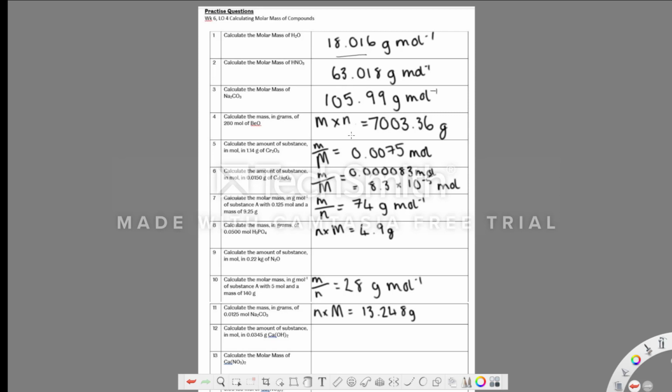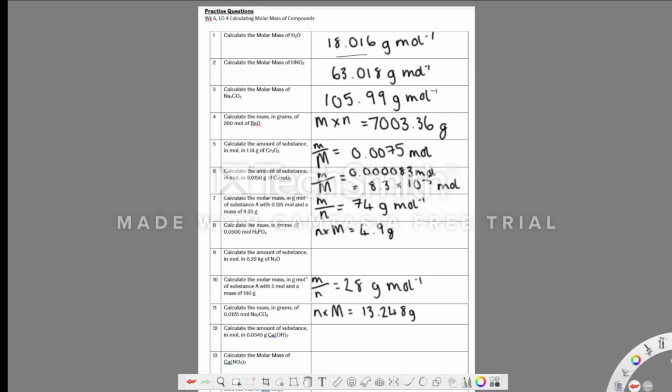Calculate the mass in grams of BeO. So again, we should have got 7,003. Depending on your periodic table, this may have rounded down to 7,000. Question 5, 0.075 mole. Question 6, the amount of substance in mole.